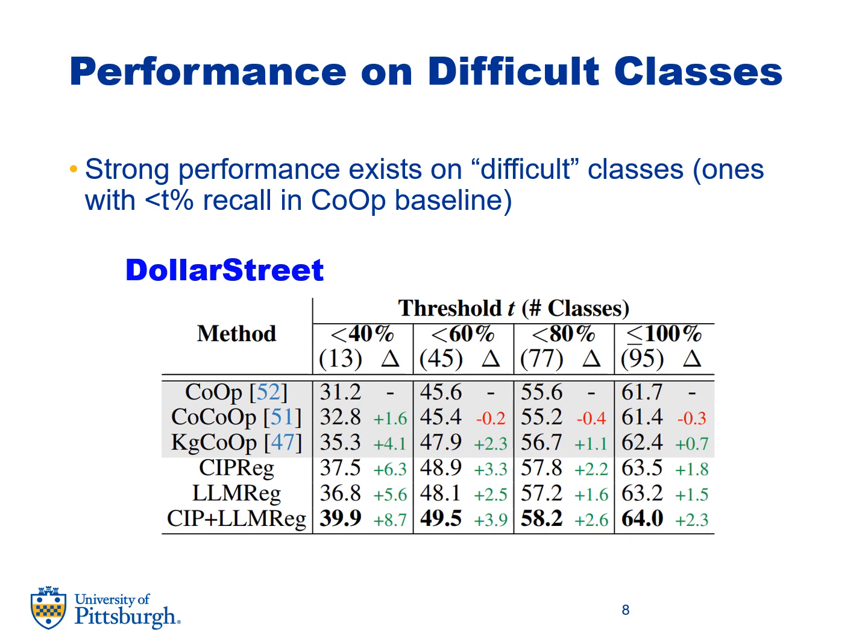We explore the classes considered difficult for default soft prompting, as demonstrated in CoOp. Our method helps especially on ones with low performance, shown in plus 8.7 gains for the less than 40% recall category.